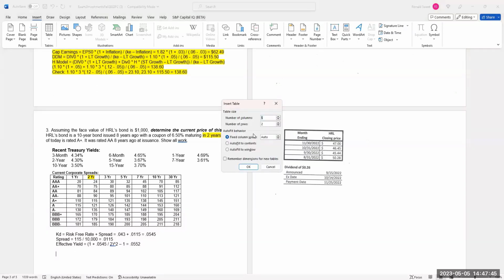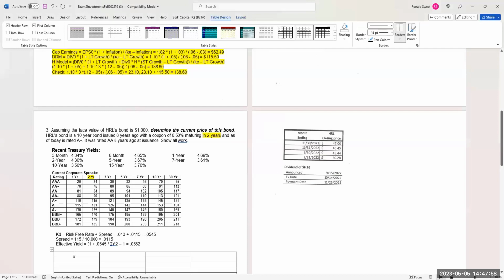So we need time, cash flow, discount factor, and discounted cash flow. So we need 4 columns, and we need 5 rows. So we'll start off on the top with time, cash flow, discount factor, and discounted cash flow.